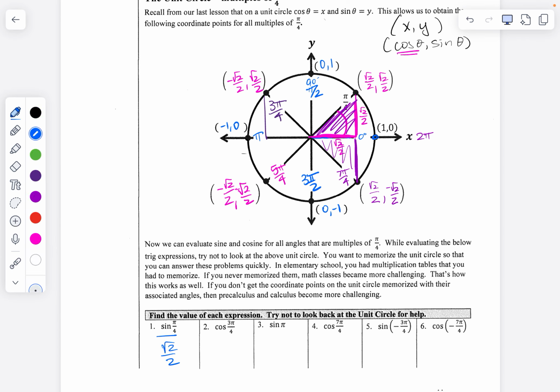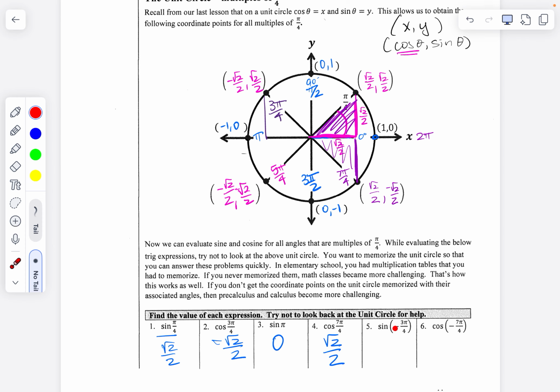Okay, the next one, I know we're looking for cosine of 3 pi over 4, so I'm going to find 3 pi over 4, go to cosine, which is the x value, and that's negative root 2 over 2. Okay, sine of pi, so I'm going to find pi. The sine value is the y, which is 0. For number 4, we've got cosine of 7 pi over 4, so I'm going to find 7 pi over 4. Cosine is the x, and we see that's positive root 2 over 2.